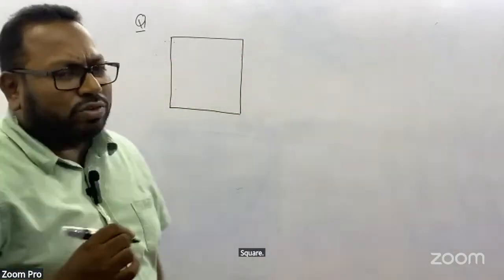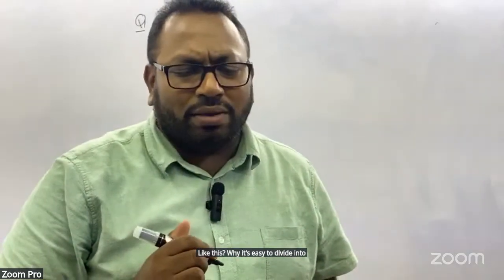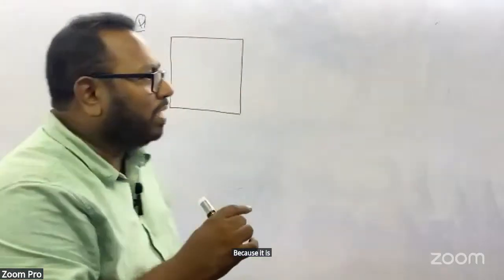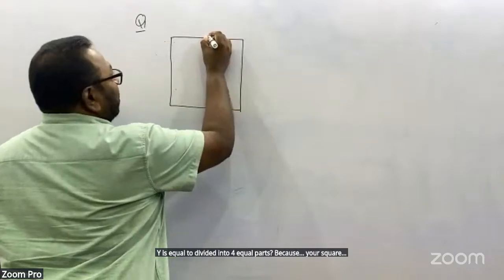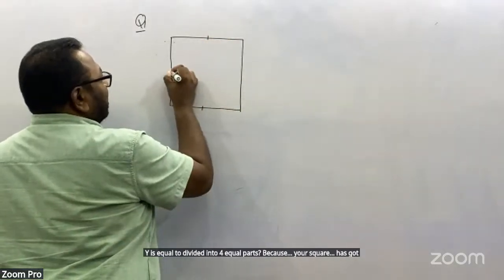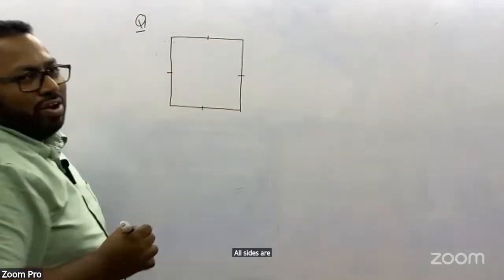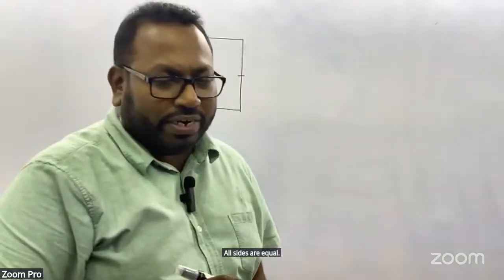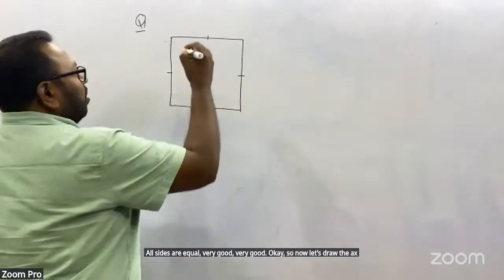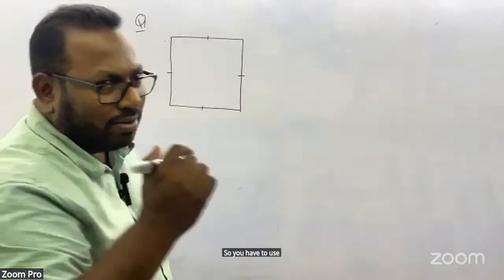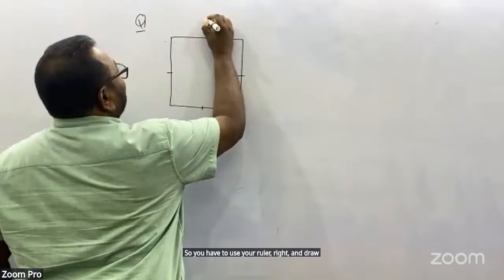Why is it easy to divide into equal parts? Because your square has got equal sides. All sides are equal. Very good. Now let's draw the axis of symmetry. You have to use your ruler and draw your axis of symmetry.